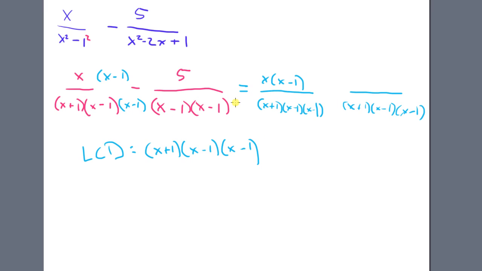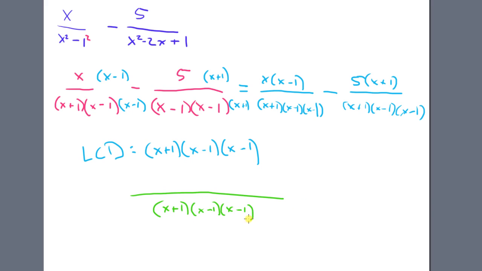Same thing with the bottom. Here I have an x plus 1 that's not found on this bottom. So here we're going to have to multiply by x plus 1. What I do to the bottom, I got to do the top. And that's going to leave me on the top 5 times x plus 1 with a minus sign in the middle. And now that I have common denominators, I can rewrite the whole thing with that common denominator. X minus 1, x minus 1. And in the numerator, I'll have just x times x minus 1 minus 5 times x plus 1.